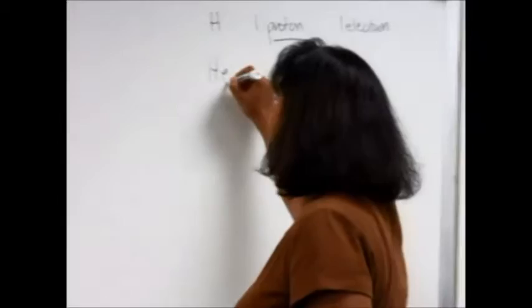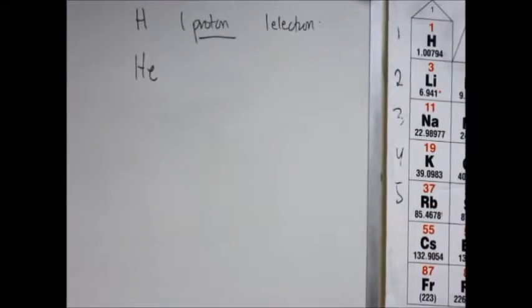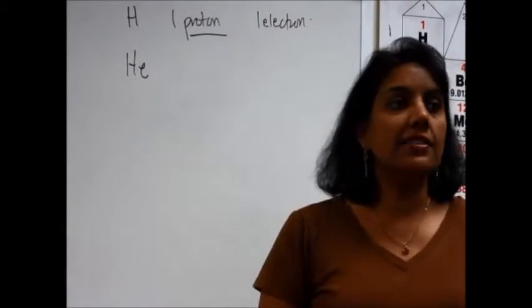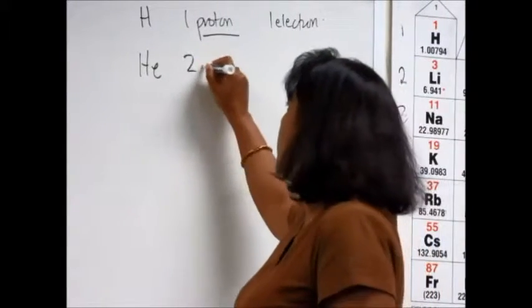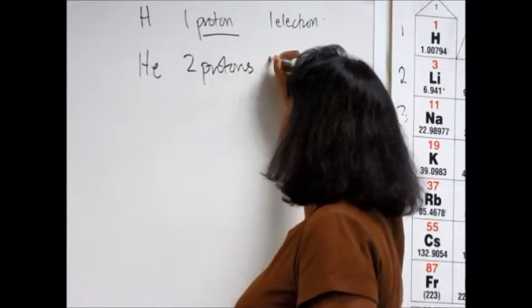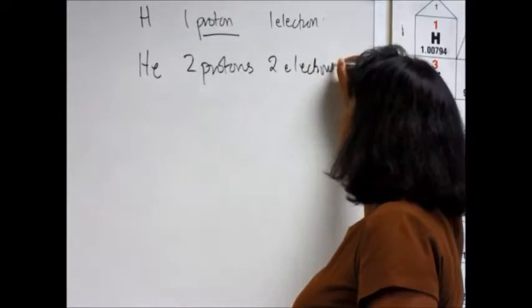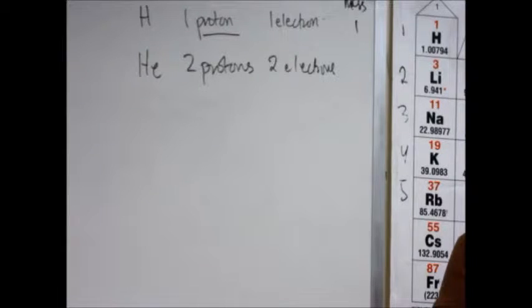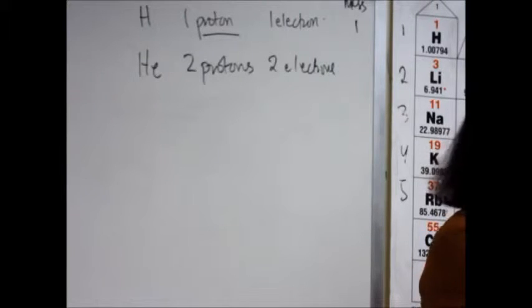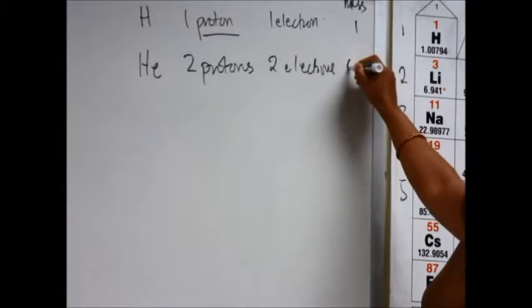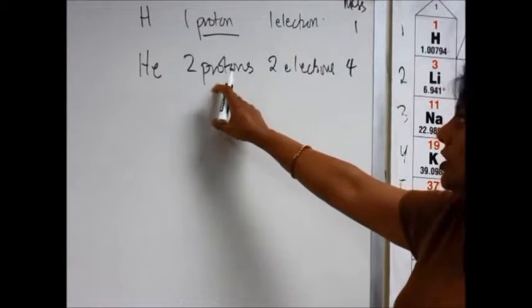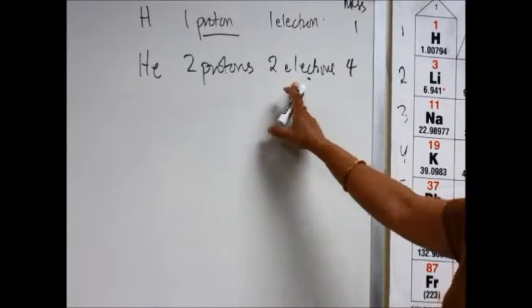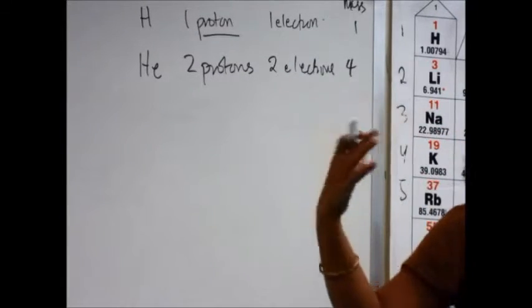Good so far? Now, going to the next element, which is helium. Helium is number 2, which means that it has 2 protons, which means it has 2 electrons. And so the mass of helium should technically be 2, but is it 2? It is actually 4. So if the mass is 4, but the number of protons is 2, and electrons don't weigh that much, it means that there is something else in there.